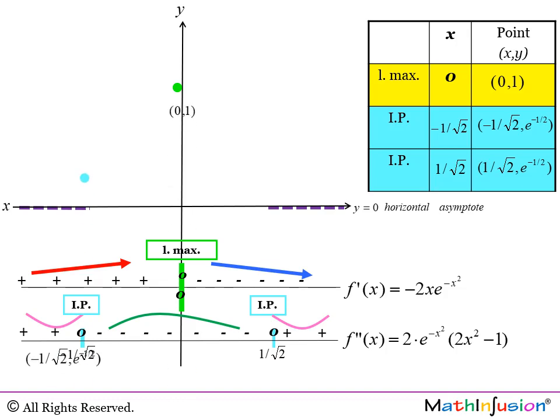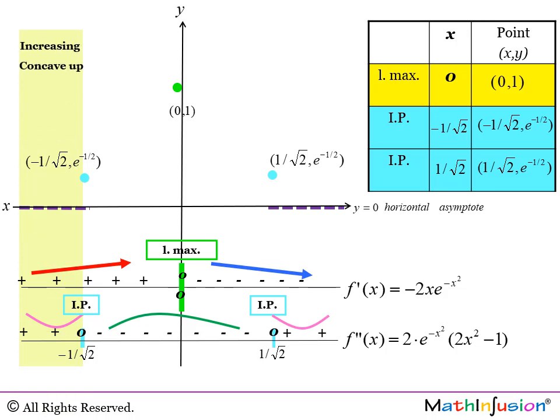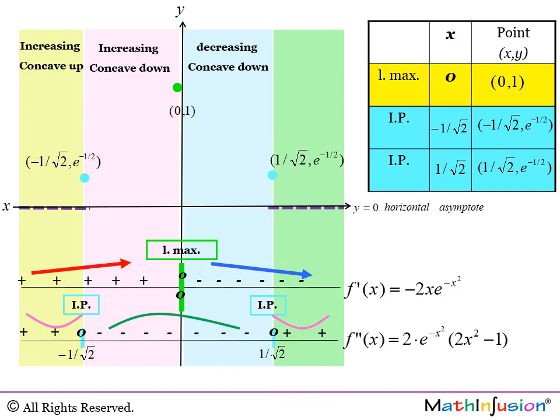Now I can put those 3 points just to help me to find the shape of the graph. And here I know that the function is increasing and concave up. Then it is increasing and concave down. Here it is decreasing and concave down. And here it is decreasing and concave up. I have the shape of the graph now. I have the 3 points to kind of guide me. And don't forget the horizontal asymptote.